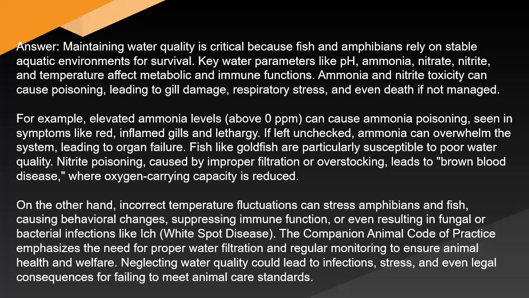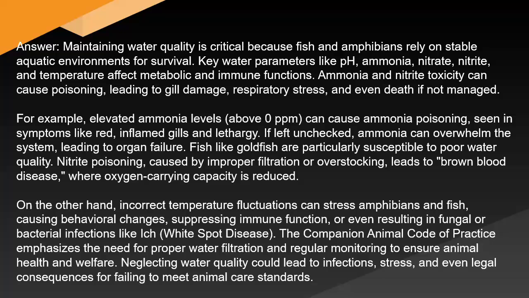Key water parameters like pH, ammonia, nitrate, nitrite, and temperature affect metabolic and immune functions. Ammonia and nitrite toxicity can cause poisoning, leading to gill damage, respiratory stress, and even death if not managed. For example, elevated ammonia levels above 0 ppm can cause ammonia poisoning, seen in symptoms like red, inflamed gills, and lethargy. If left unchecked, ammonia can overwhelm the system, leading to organ failure.